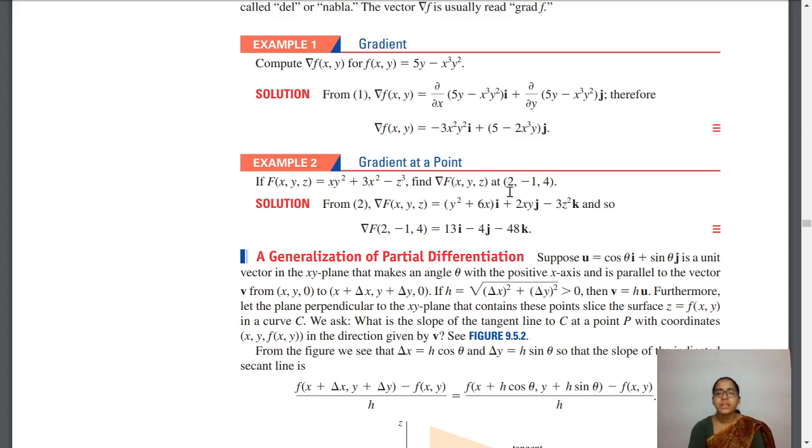Now what is the value at (2, -1, 4)? You just have to substitute the values of x, y and z, 2, -1 and 4. So that will be 13i minus 4j minus 48k.